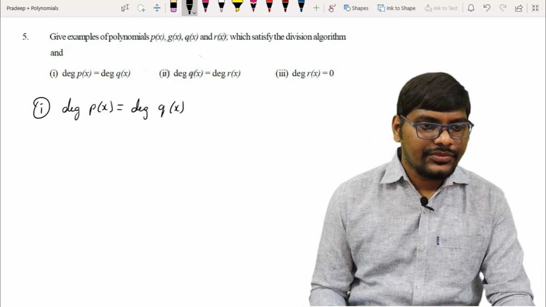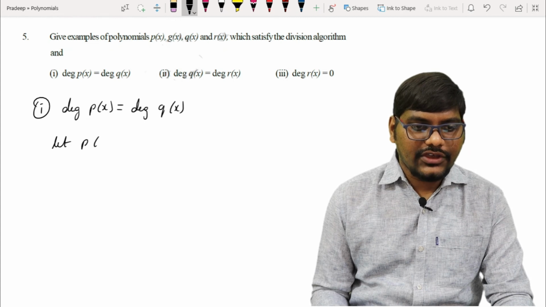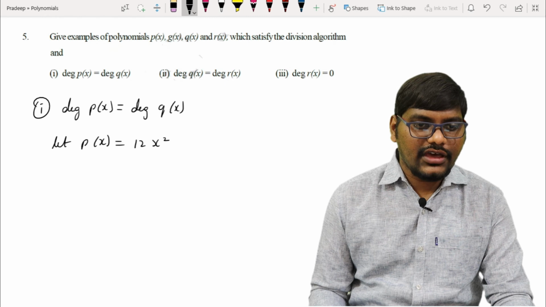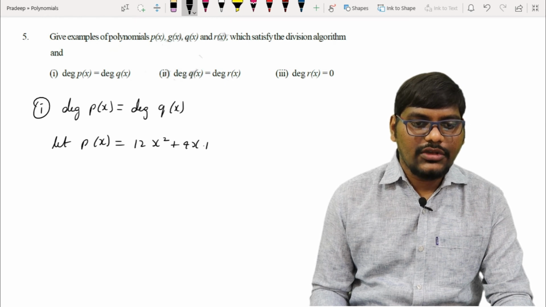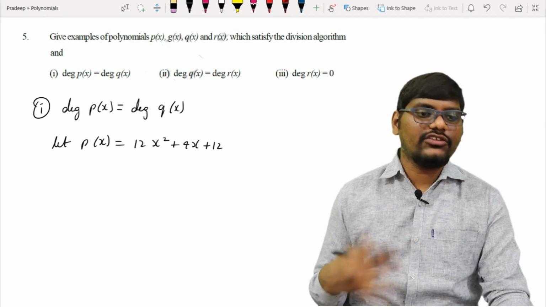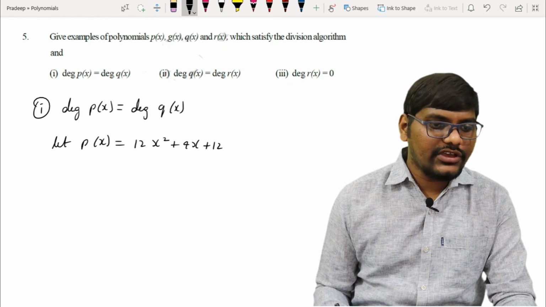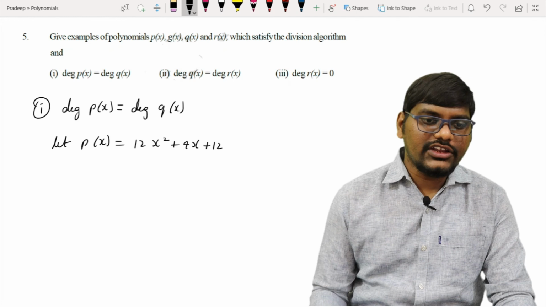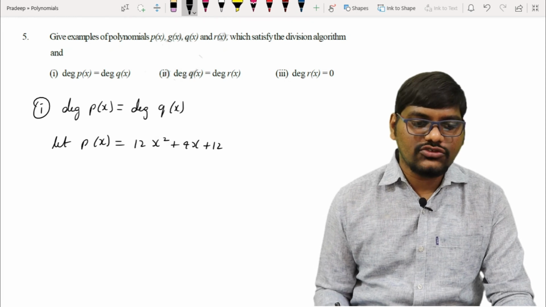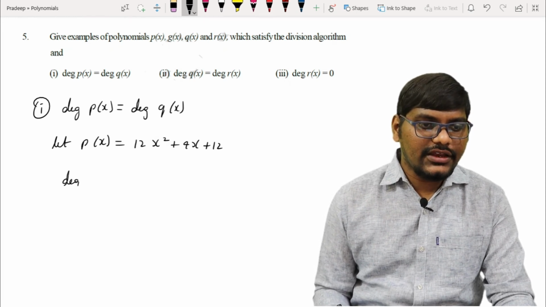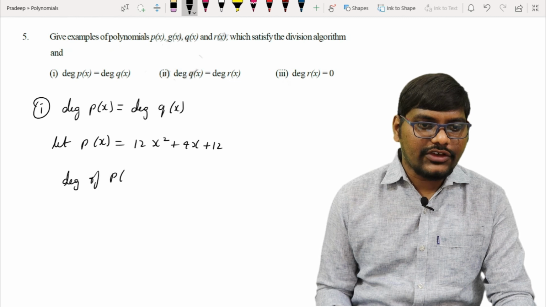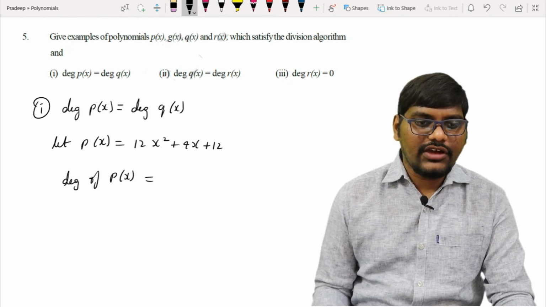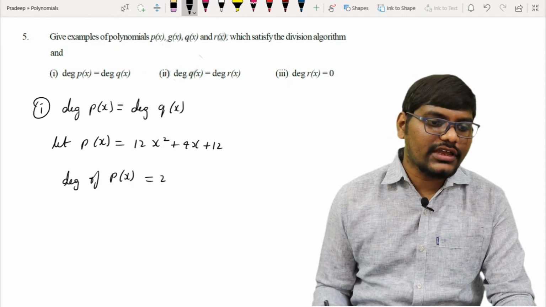So we should give our own example. So I can write let p of x, I can take something like 2x square plus 4x plus 12. So I'm just taking my own example as p of x. So if you just see, the degree is 2 here, so that is my intention. I just took the degree as 2, so I can write here degree of p of x, the above polynomial, that is p of x. What is the degree we have taken? The degree we have taken as 2.